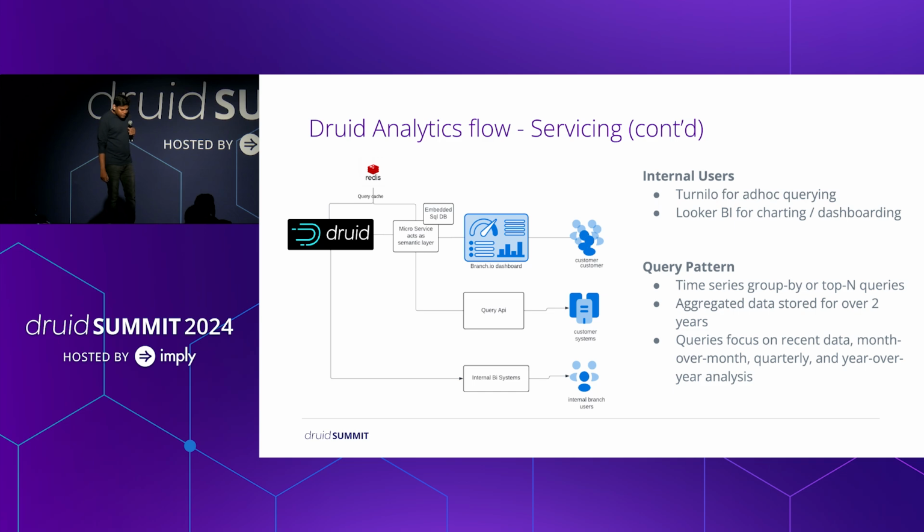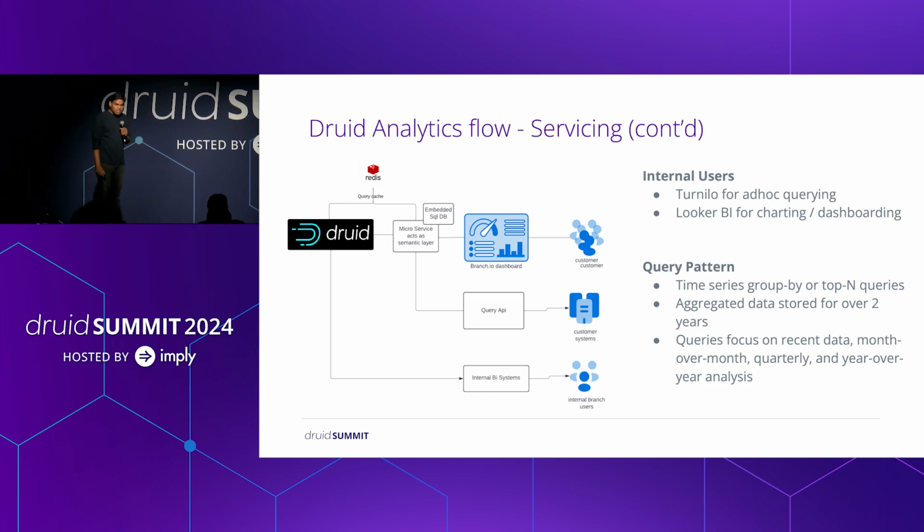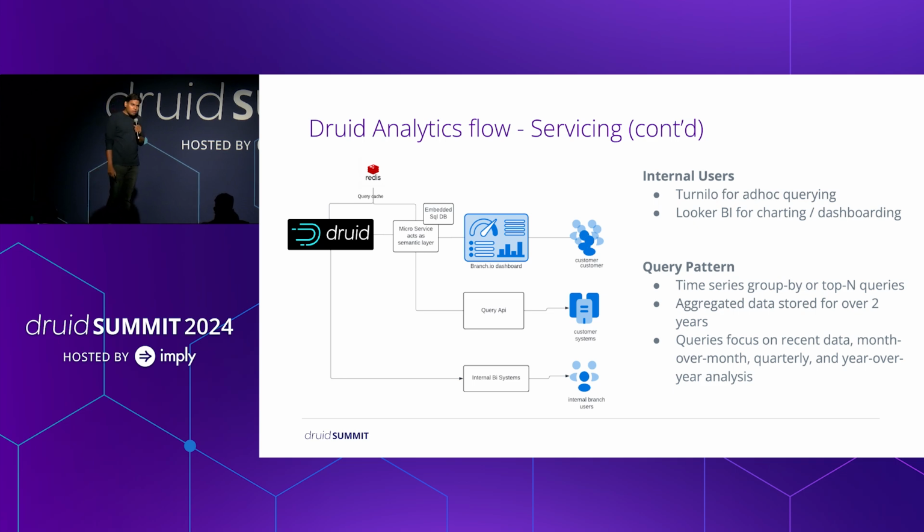In terms of query pattern, most of the queries are group-by, and around 10% are top-N queries. The data is stored in Druid for over 2 years. Some complex queries, like a user doing year over year, month over month, quarterly, are the common queries we get. And we heavily use HyperLogLog to get unique user counts across the dimensions.